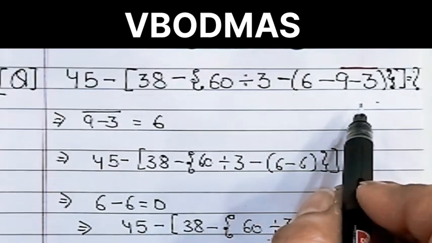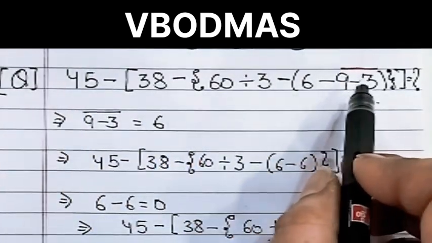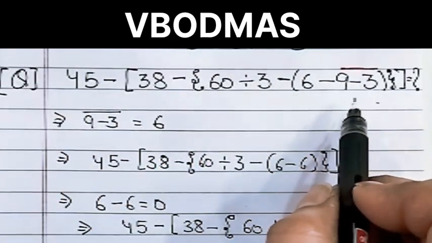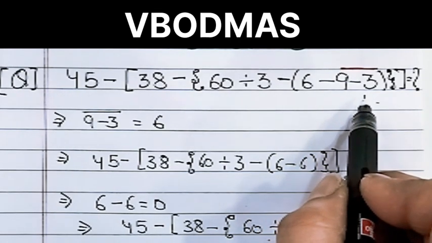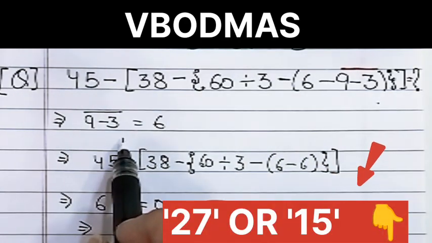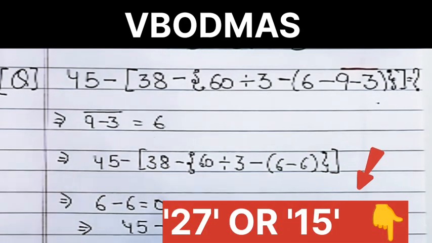There is an important note. People who don't know the vinculum rule will calculate minus 9 and minus 3 as minus 12, ending up with an answer of 15. So I challenge you, viewers: did you get 27 or 15 as an answer?